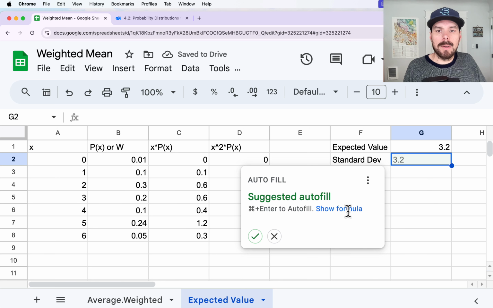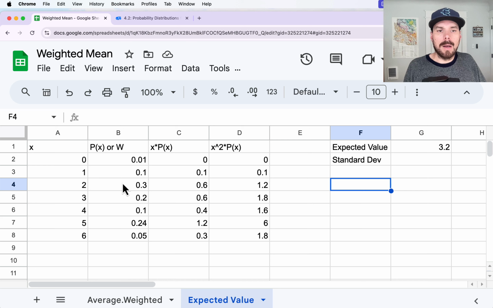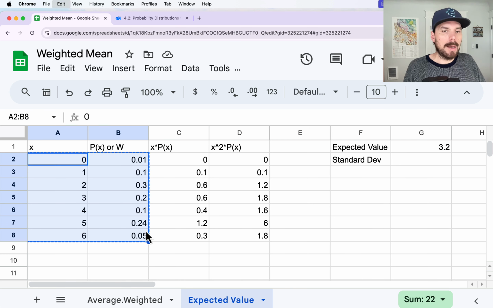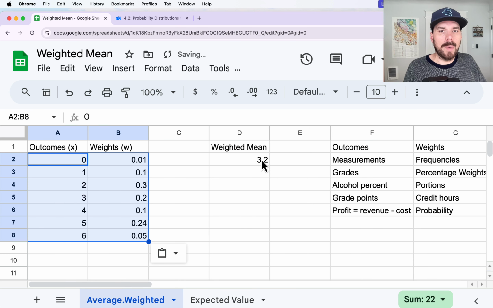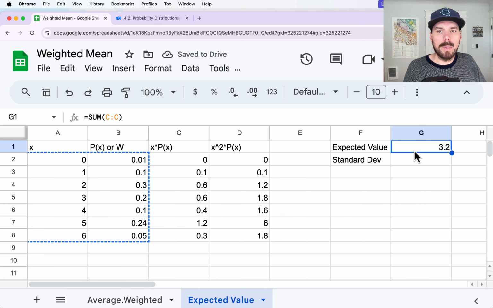This suggested fill I don't think is going to be what I want. I don't know what it's trying to do there. But I can double check and make sure. Copying and pasting this back to the average weighted, I've got that 3.2 there.